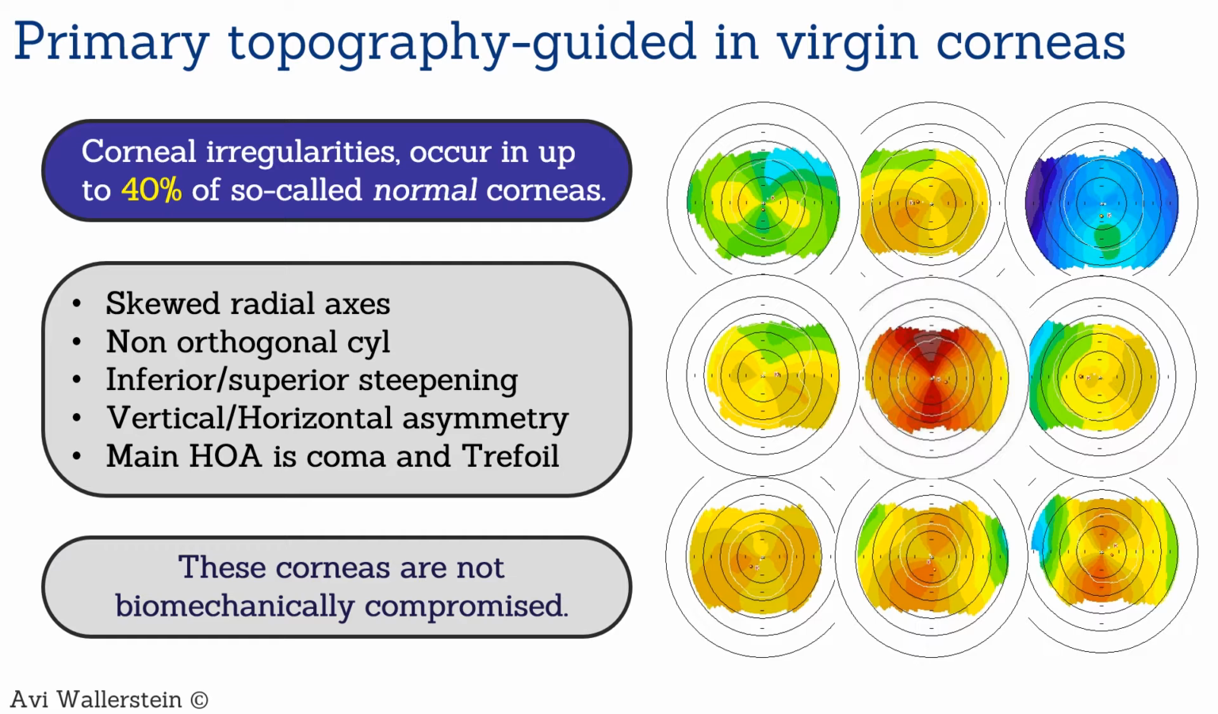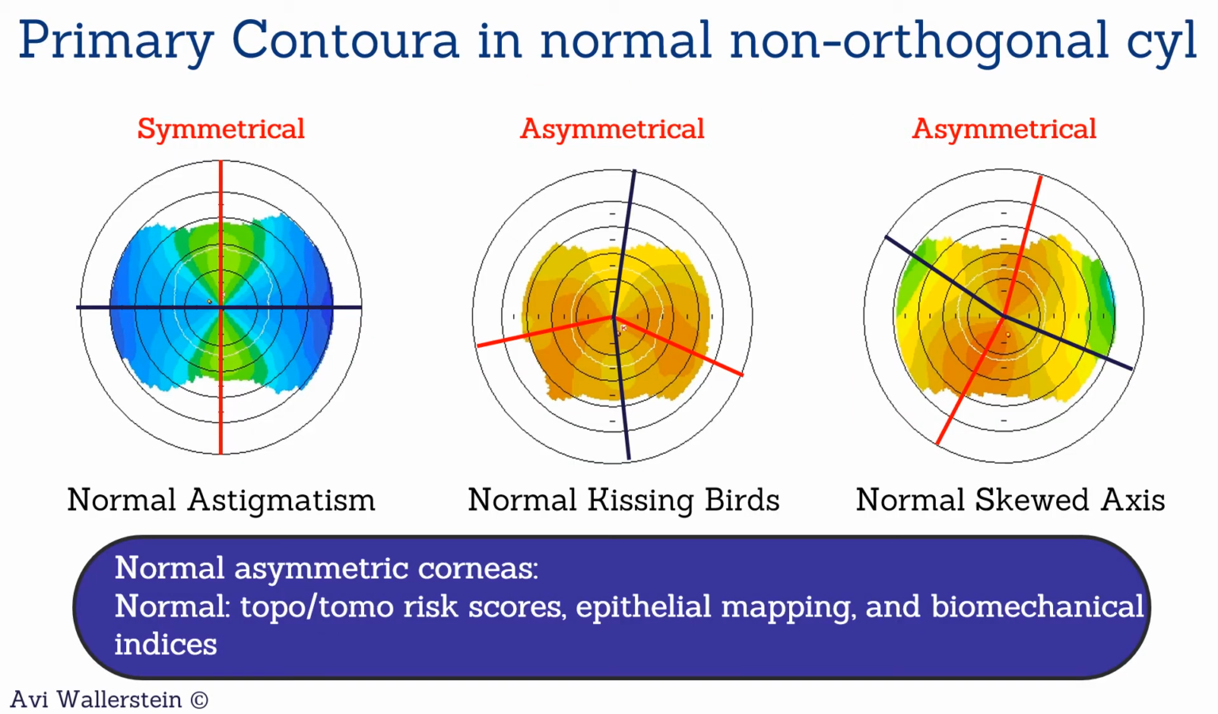Now, corneal irregularities, asymmetries, occur in up to 40% of so-called normal corneas. These eyes have naturally occurring irregular astigmatism shown here. All of these corneas have normal keratoconus risk scores, and many are good candidates for laser vision correction.